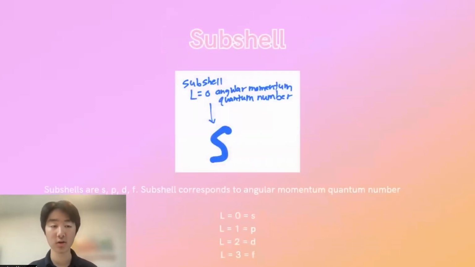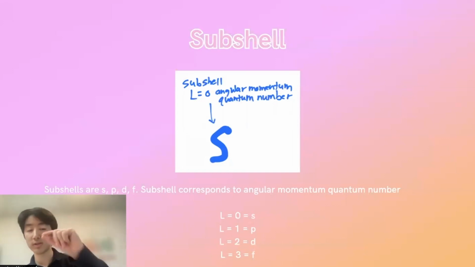Subshells can either be S, P, D, or F. The subshell corresponds to the angular momentum quantum number, the L value. If you guys need a refresher on the quantum numbers, go back to our previous video about quantum chemistry. But to debrief, when L equals 0, that means it's the S subshell. When L equals 1, the P subshell. When L equals 2, the D subshell. And when L equals 3, the F subshell, right?